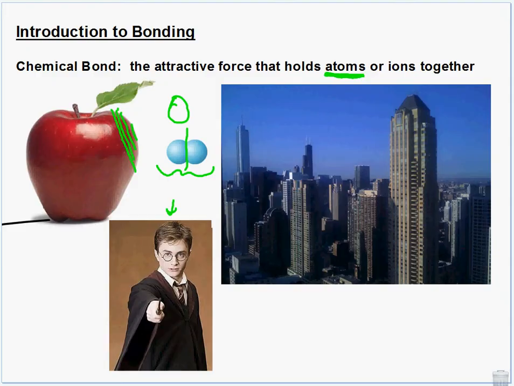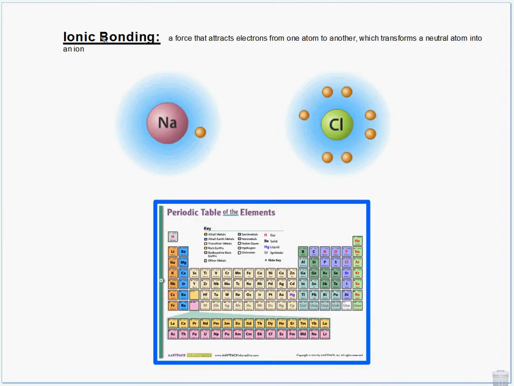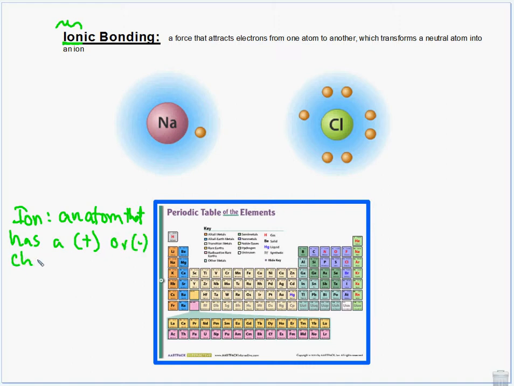So the first type of bonding we're going to talk about is ionic bonding. And one word I said that we hadn't learned yet is the word ion. Right there, ion. And so what is an ion? An ion is defined as an atom that has a positive or negative charge. And let's take a look at what that means.